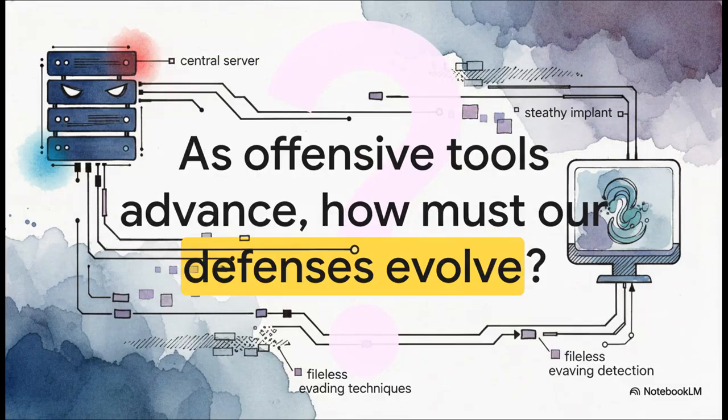You know, understanding these systems, from their database structure all the way to their fileless execution techniques, is really the first step for anyone in cybersecurity. But it leaves us with a critical question. As offensive tools keep advancing like this, relying on in-memory execution and encrypted channels, how on earth must our defensive strategies and tools evolve to keep up?